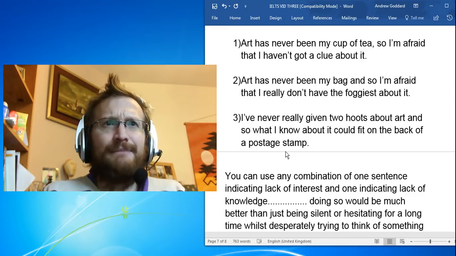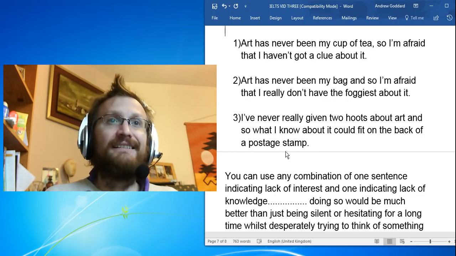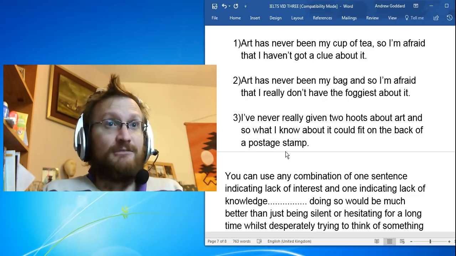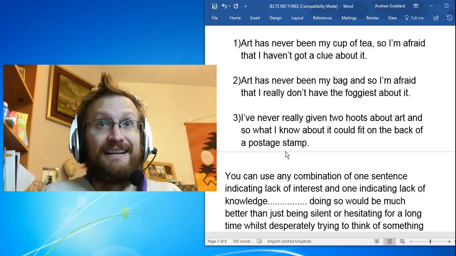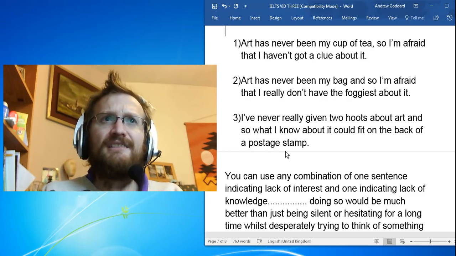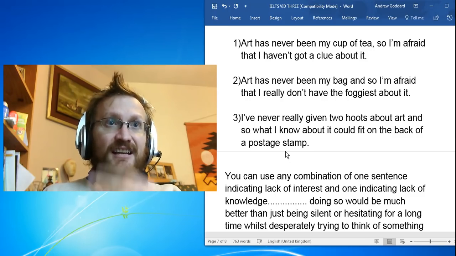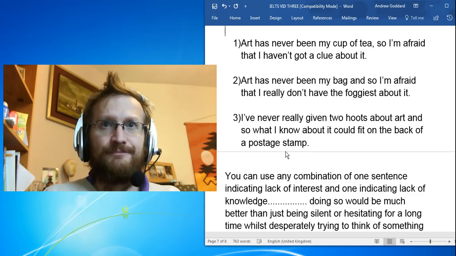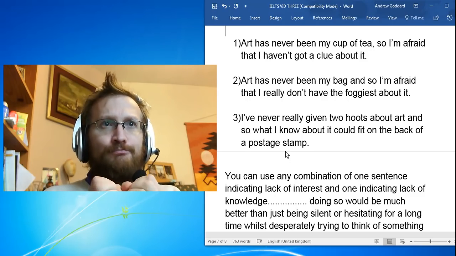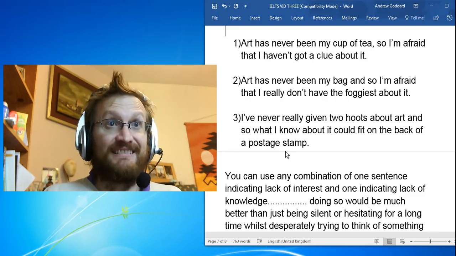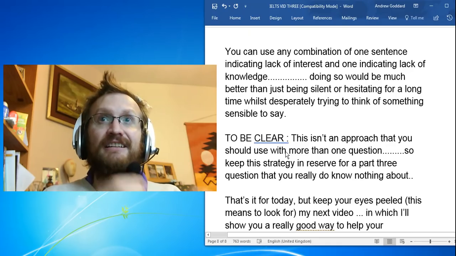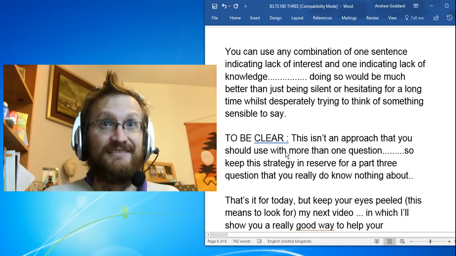Art has never been my bag, and so I'm afraid that I don't really have the foggiest about it. I've never really given two hoots about art, and so what I know about it could fit on the back of a postage stamp. You can use any combination of one sentence indicating lack of interest and one indicating lack of knowledge. Doing so would be much, much better than just being silent or hesitating for a long time whilst desperately trying to think of something sensible to say.